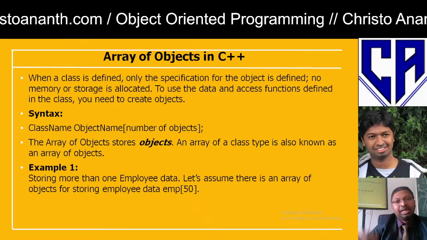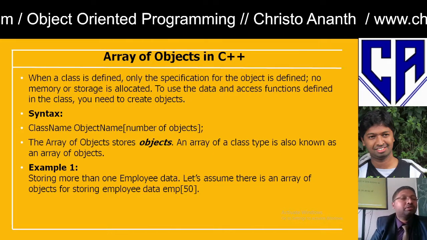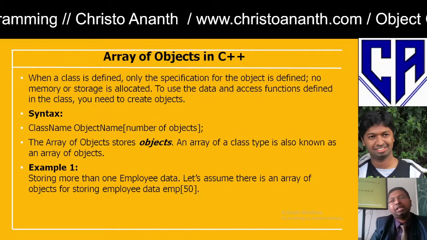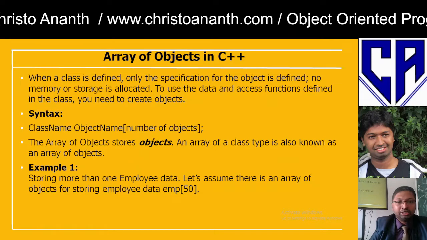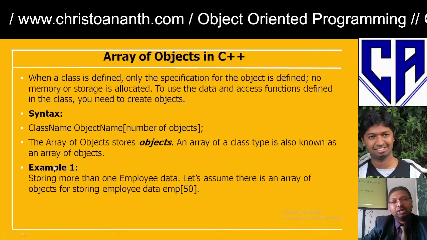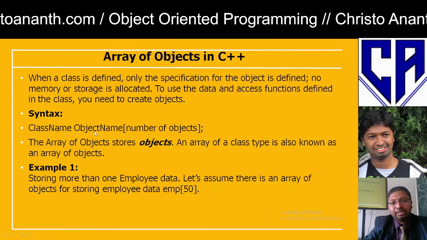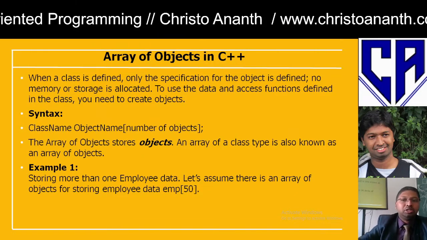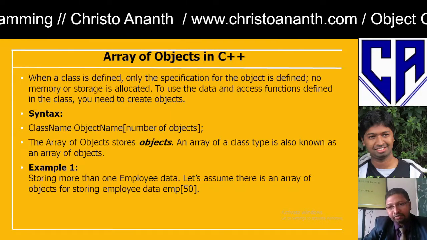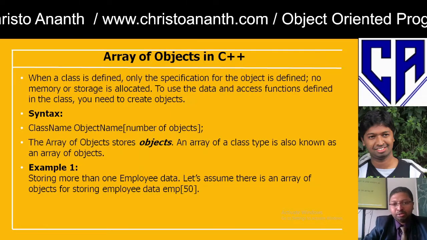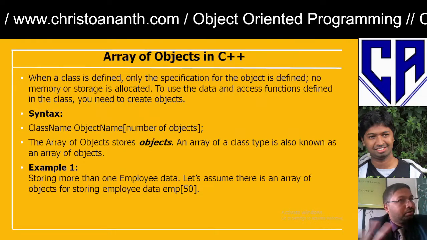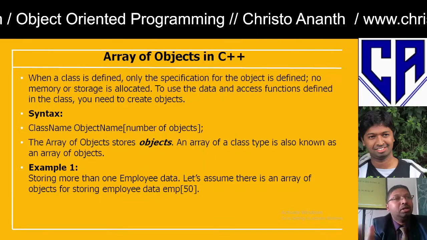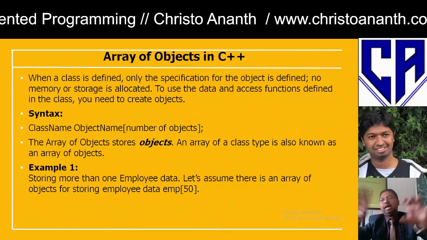Whenever a class is defined, the specification of that object is defined, but no particular memory is allocated for creating the objects. So with an array of objects you have a syntax: the class name, then a space, then the object name, and then the number of objects. The array of objects is going to store the objects, and an array of a particular class type is what you call an array of objects.